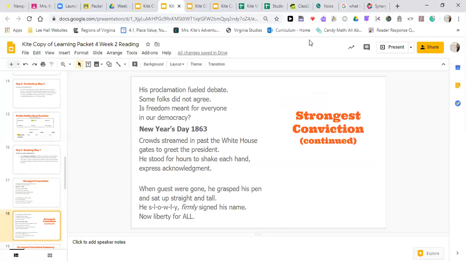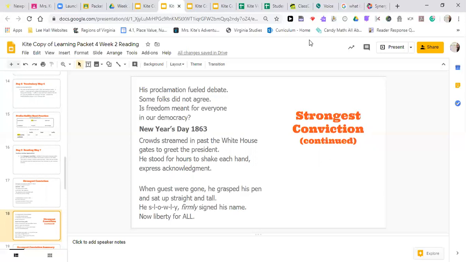His proclamation fueled debate. Some folks did not agree. Is freedom meant for everyone in our democracy? New Year's Day, 1863. Crowds streamed in past the White House gates to greet the president. He stood for hours to shake each hand, express acknowledgement. When guests were gone, he grasped his pen and sat up straight and tall. He slowly, firmly signed his name.